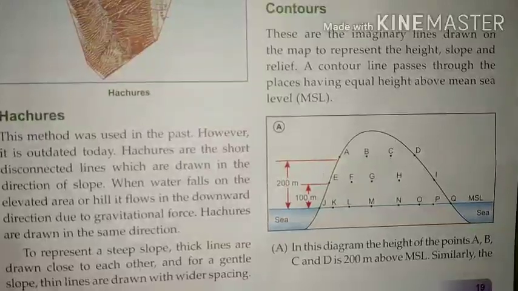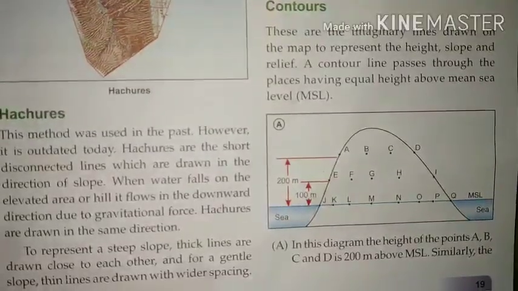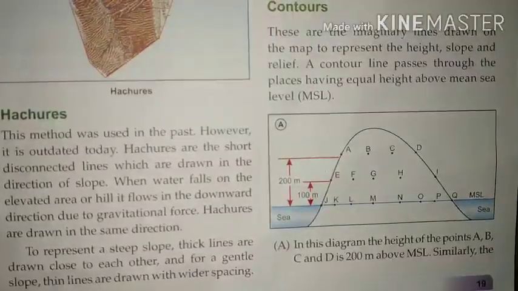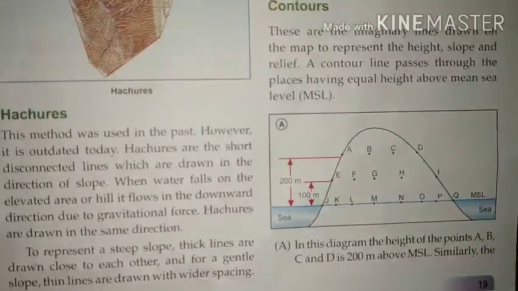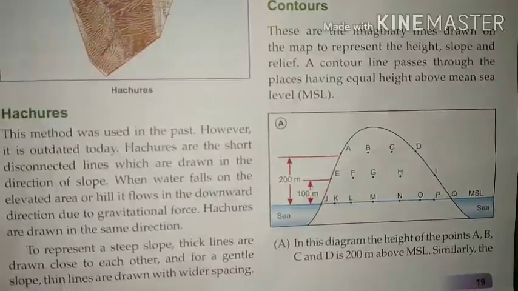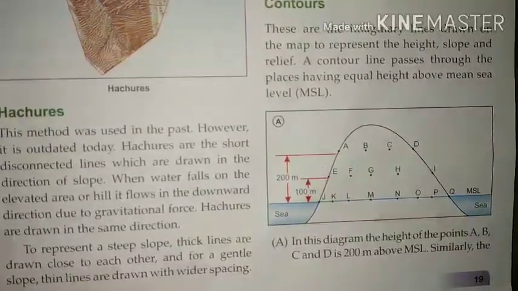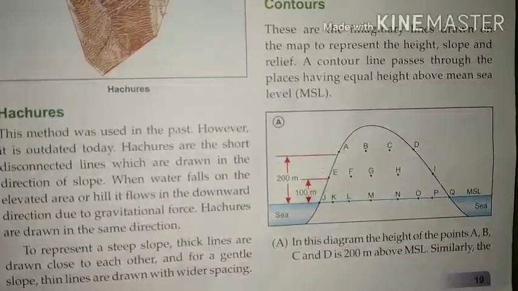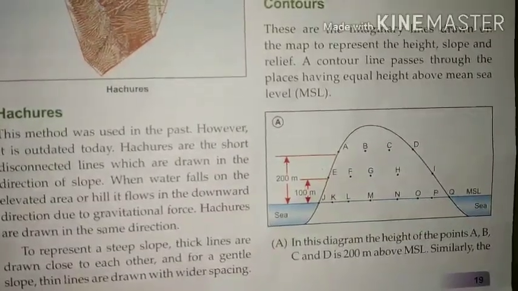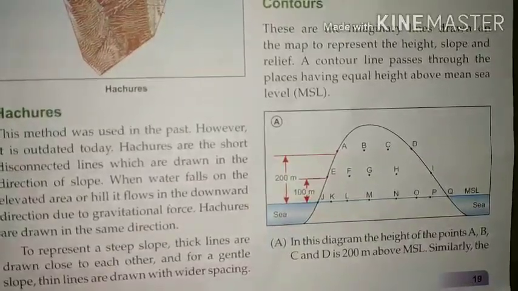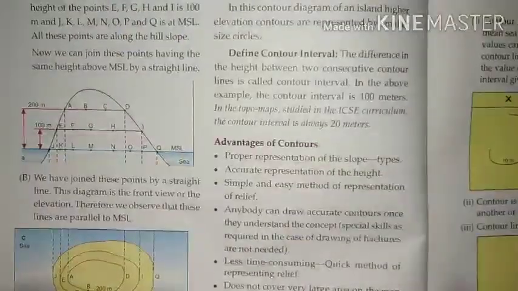The height of the points A, B, C and D is 200 meter. You can see A, B, C and D. Okay, 4 points are there. So what is the height of these 4 points from the mean sea level? It is 200. You can see a red line is drawn. A, B, C, D are in a line and it is having a height of 200 meter. Like that, E, F, G, H, I, it is having a height of 100 meter. And the sea level is also shown.